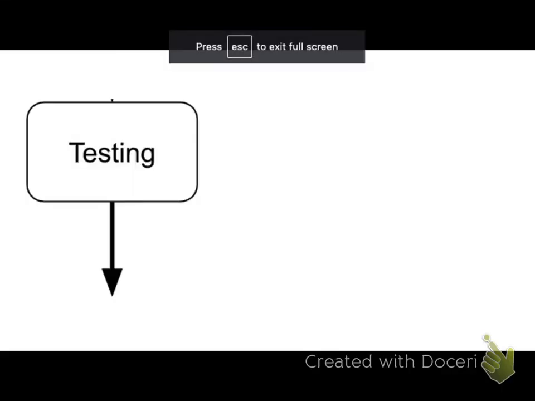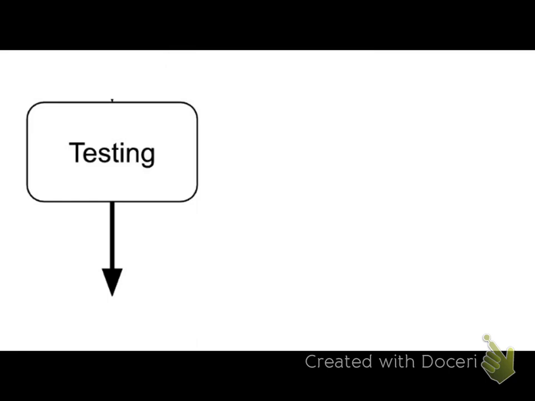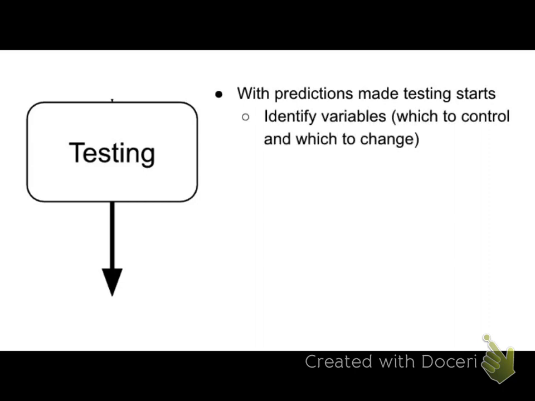We're going to talk about the testing stage, because after you have your hypothesis, what comes next is the testing stage. So you've made your prediction, and then you're going to design your test. You're going to identify any variables, which ones you're going to control and keep the same throughout, which variables you're going to change, and then what things are you going to measure about this.